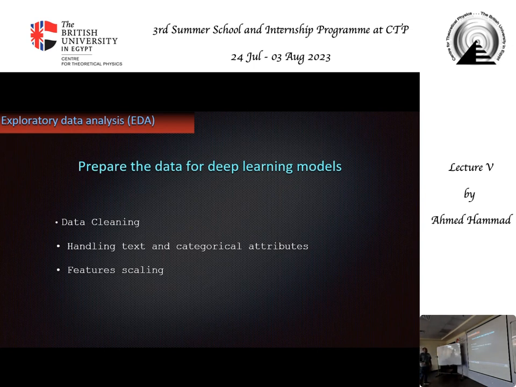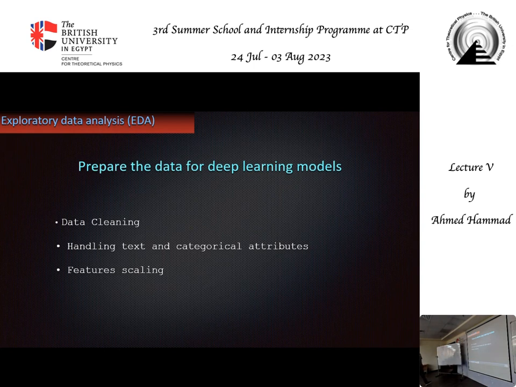So there are three things that we are going to discuss here. First one is what's called data cleaning or data cleansing. Second one is how to handle the text and categorical attributes. Because we agree that when dealing with machine learning or deep learning models, all our data has to be numbers, right? Because machine learning models do not understand anything except numbers.